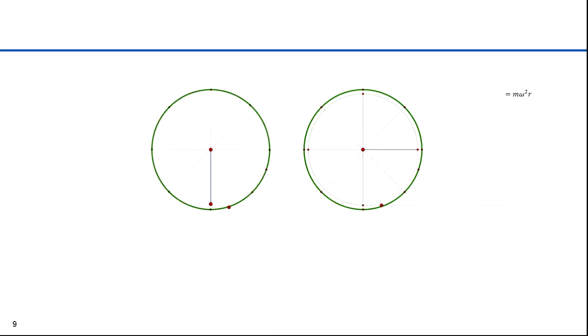Now let's cut the string at some point. That releases the object. In the inertial frame, the object now moves in a straight line. It's not acted upon by any forces. It travels at a constant velocity. In the rotating frame, it's at rest until the string is cut, and then it accelerates radially outward under the action of the centrifugal force. As it gains velocity, it also feels the Coriolis force, which deflects it to the right.